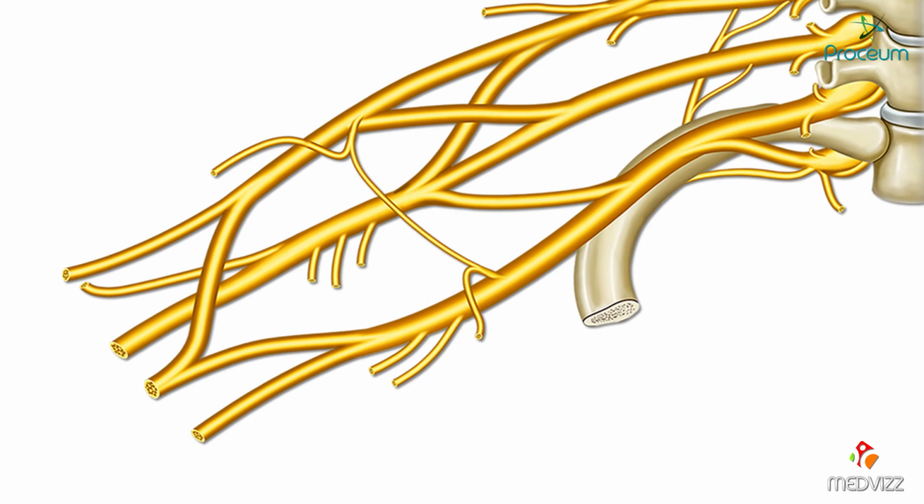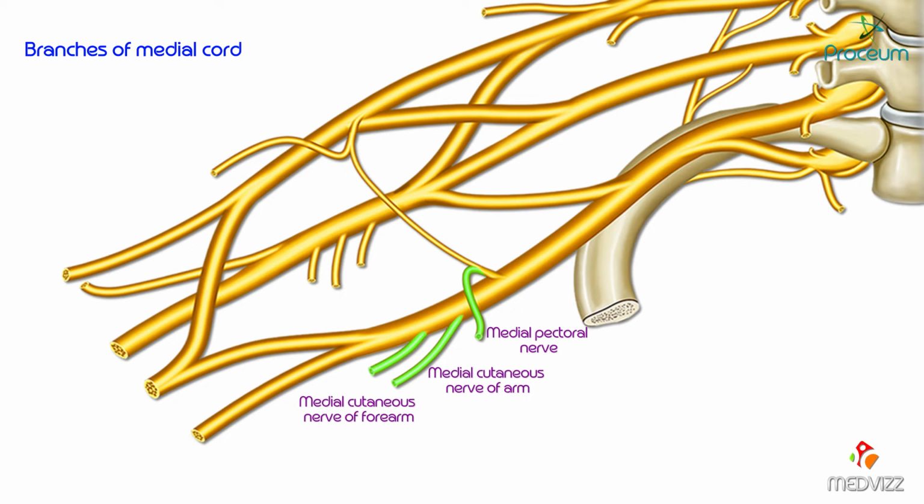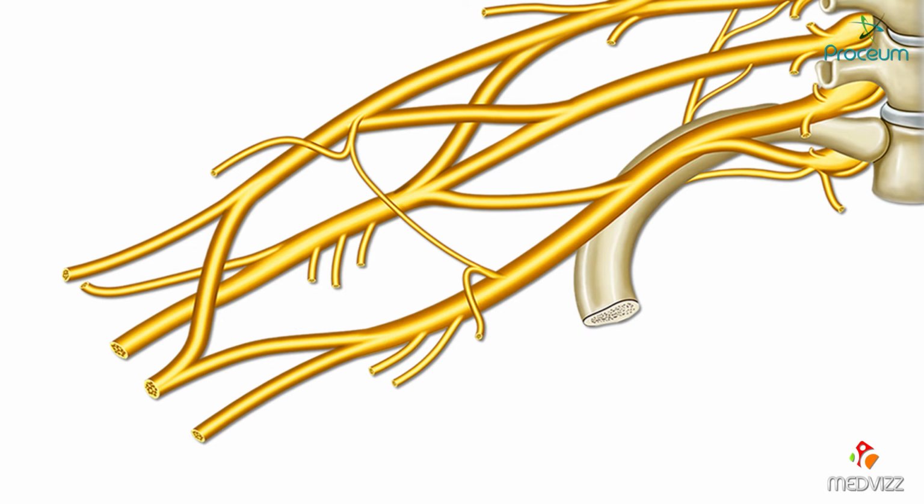Next is, what are the branches which are arising from the medial cord of the brachial plexus? So here the medial cord gives rise to totally 5 branches. The medial pectoral nerve, medial cutaneous nerve of the arm, medial cutaneous nerve of the forearm, and the medial root of the median nerve. So you can remember with the mnemonic M4U for this. So all the 5 branches are arising from the medial cord of the brachial plexus.